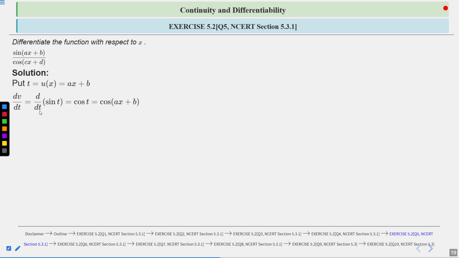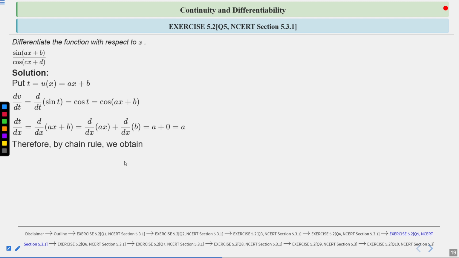So dv upon dt will be d upon dt of sine t, which is cos t, and t is ax plus b, so we can write it as cos of ax plus b. Now let us calculate dt upon dx, which is d upon dx of ax plus d upon dx of b, which is a plus 0, equal to a. Therefore, by chain rule, g dash equals dg upon dx, which is dv upon dt into dt upon dx, equal to cos ax plus b into a, which is a cos ax plus b.